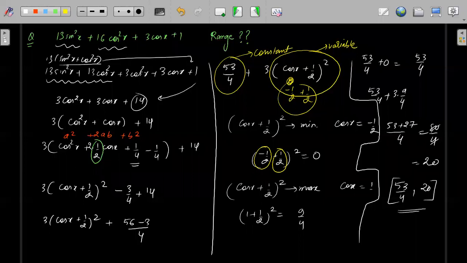Understood? So that is why the minimum value of this is 0, and the maximum value we will get when 1 is added. 1 plus 1/2 is 3/2. If inside a square I'm getting 0, that will be the minimum value no matter what. Anything else will make it square and positive. So that is why we are getting 0 here. I hope this is okay.